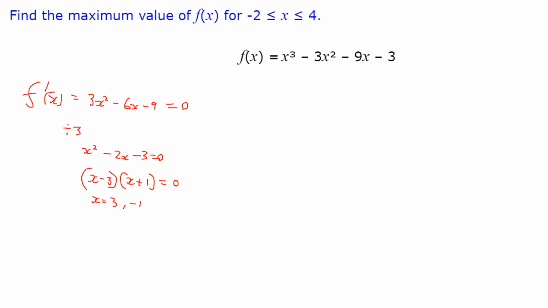Let's differentiate again. So f double prime x, you see what we did there? See the notation? This is the first differentiation. This is the second one. f double prime x is just going to be 6x minus 6. And now let's sub in our numbers that we have. So f double prime 3 is going to be 6 times 3 minus 6, which is just going to be 12. So this is the minimum point.